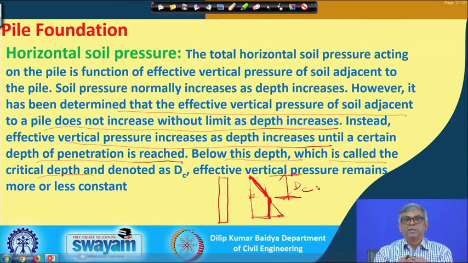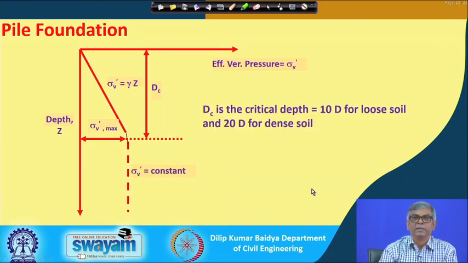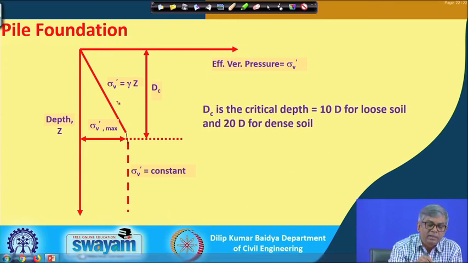So, instead of considering the horizontal pressure increasing up to the bottom of the pile, we restrict the linear variation of lateral pressure up to a particular depth, and that depth is called the critical depth. Beyond the critical depth, we consider that the lateral pressure is constant. How this critical depth is determined, there is a guideline, I will tell you in the next slide.